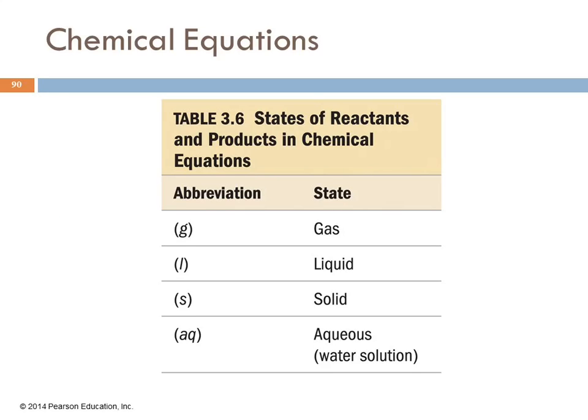Some symbols that we use to indicate physical states for the substances in a chemical reaction are just letters inside parentheses immediately following the formula for the compound. G for gas, L for liquid, S for solid, and we already mentioned AQ means aqueous. That just means it's dissolved in water.